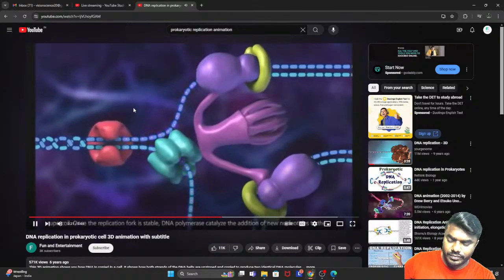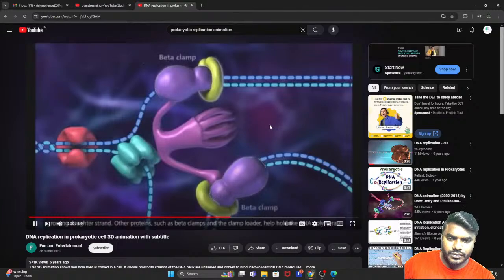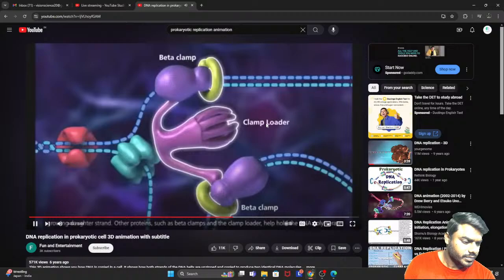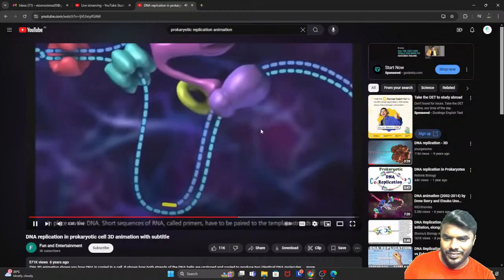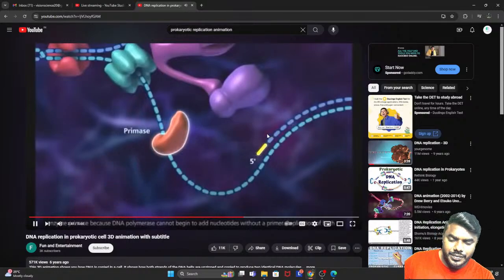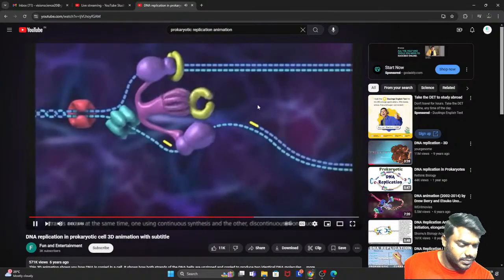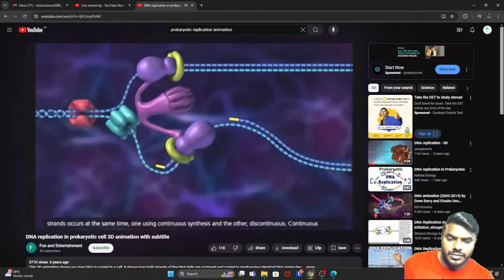Once the replication fork is stable, DNA polymerase catalyzes the addition of new nucleotides to the growing daughter strand. Other proteins, such as beta clamps and the clamp loader, help hold the DNA polymerase in place on the DNA. Short sequences of RNA, called primers, can you see that yellow color one? That is the primer. They have to be paired to the template strands by the enzyme primase because DNA polymerase cannot begin to add nucleotides without a primer. Replication of both strands occurs at the same time, one using continuous synthesis and the other discontinuous.